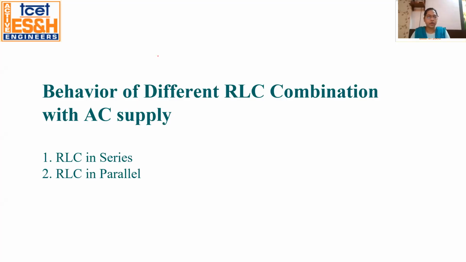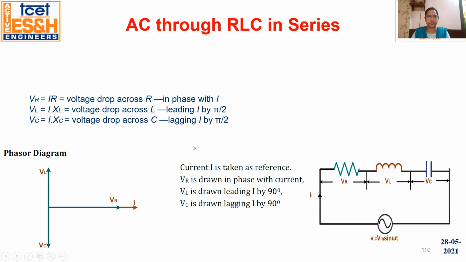Hello everyone. Today we will start with the behavior of different RLC combinations with AC supply, in which we will discuss RLC in series and RLC in parallel. First, here we discuss RLC in series. When the combination of resistance, inductance, and capacitance are connected in series with the AC supply, it is known as an RLC series circuit with AC supply.